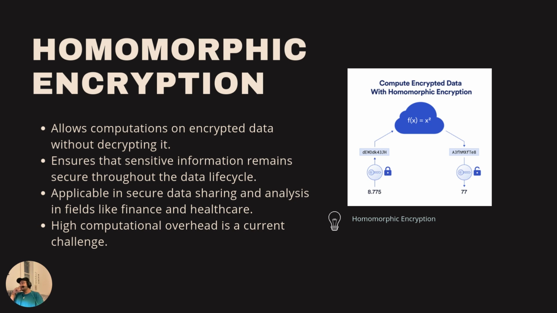Moving ahead, next we'll discuss homomorphic encryption, which is another powerful tool in the world of privacy preserving technologies. Homomorphic encryption allows computations to be performed directly on the encrypted data, meaning that at no point does the data need to be decrypted during processing. This is particularly important because it ensures that sensitive information remains secure even when it's being processed or analyzed. For example, in healthcare, you could run complex analysis on encrypted patient data without ever exposing the raw data itself, ensuring privacy at all stages.